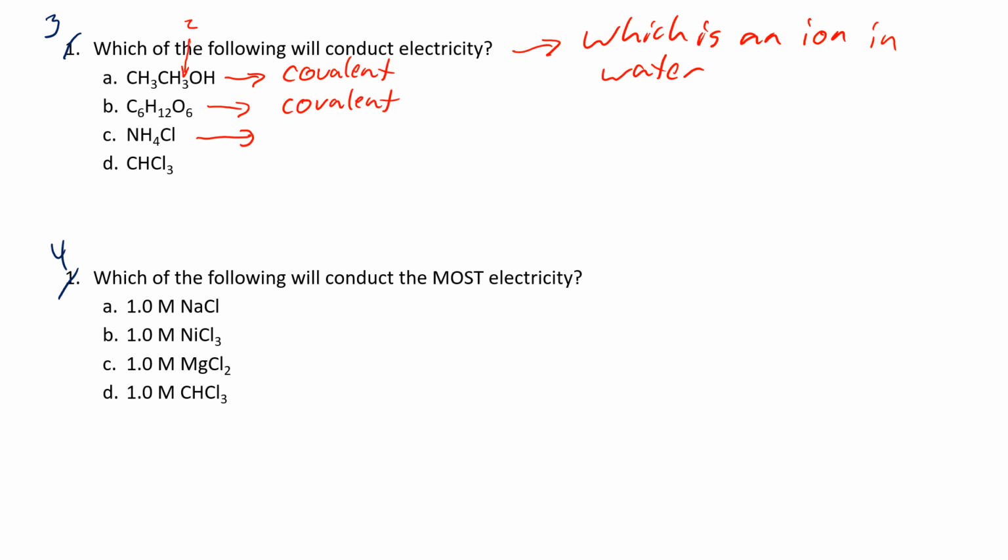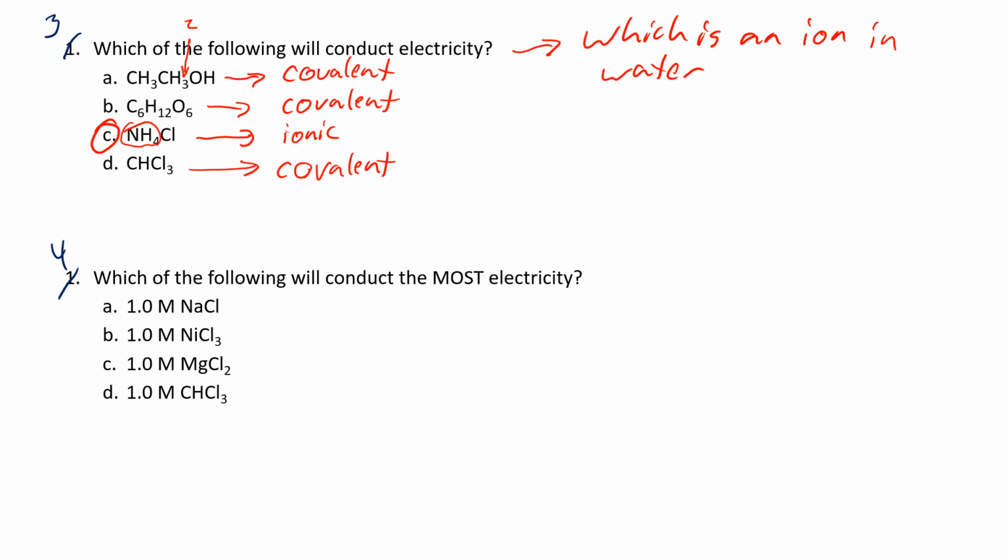Okay? NH4 is a positive, Cl minus is a negative. This is ionic. Okay? And this thing right here is covalent. Okay? So which one will conduct electricity? Ions conduct electricity, C. Okay, so this next one is a little bit tricky. We talked about it very briefly at the very beginning, and I think we kind of moved on. So I'd like to cover this one right here.